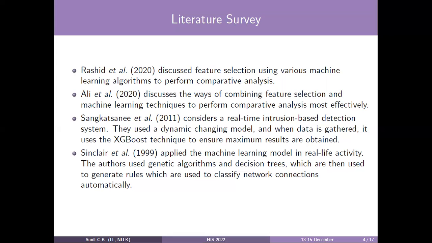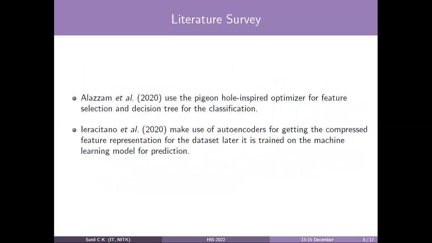In the next paper, they have used machine learning models in real life activity. The authors use genetic algorithms and decision trees, which are then used to automatically generate rules which are used to classify the network connections. In the next paper, they have used the pigeonhole inspired optimizer for feature selection and decision trees for classification purposes.